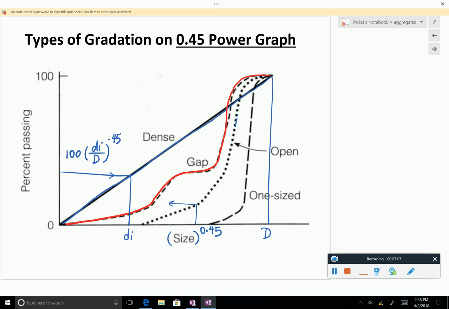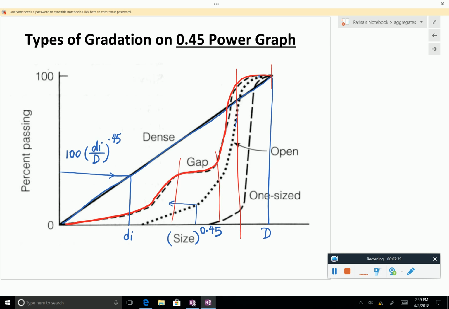What's the characteristic? Exactly. So in the gap graded, where you see the horizontal lines, that is when, let's say here, between this size and this size, the percent passing doesn't change. What does it mean? On those sieves in between, nothing is retained. There is nothing. So those are missing. That's why it is called gap graded. Right? Also on the top, you see there is a section like that.